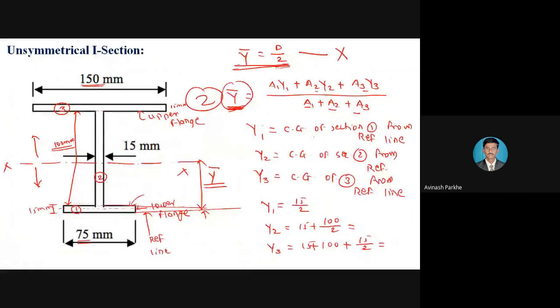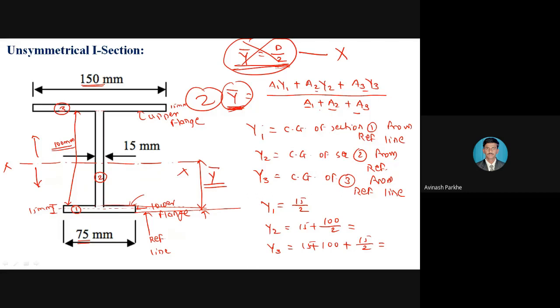Then for the symmetrical, it is over. Now unsymmetrical. The first formula, y bar is equal to capital D divided by 2, will not be applicable. Therefore, take y bar is equal to (A1 y1 + A2 y2 + A3 y3) divided by (A1 + A2 + A3). This is for the unsymmetrical I section.